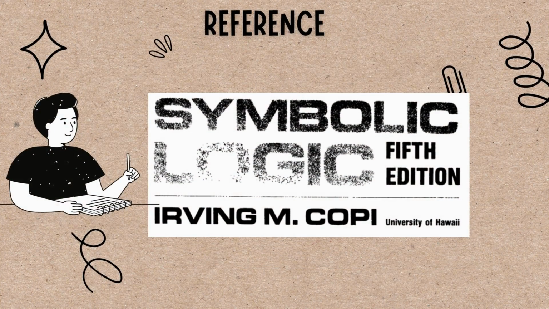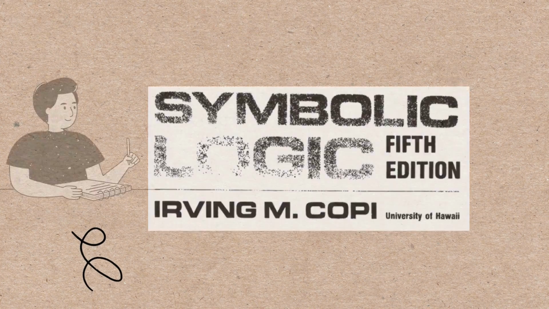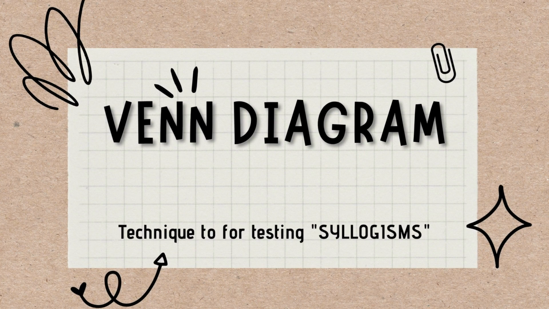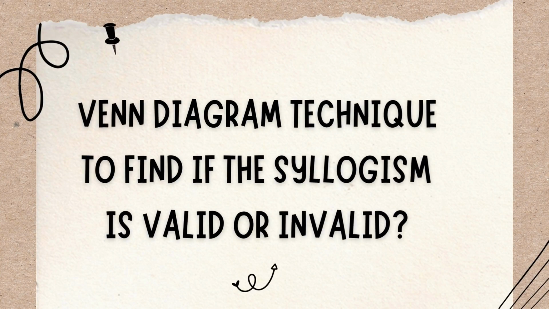We are taking reference of Symbolic Logic 5th edition, which was written by Irving M. Copi from the University of Hawaii. Today, we are going to see about Venn diagrams. It is a technique we use to test syllogisms, to find if the syllogism is valid or invalid.